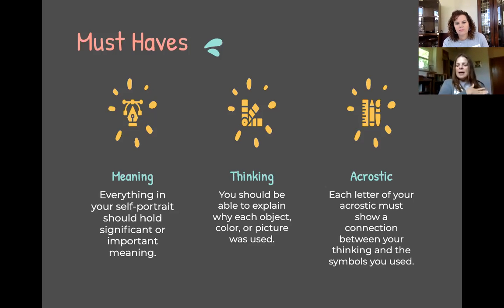Go back to Frida Kahlo's picture where she used so much color, we think, to represent the different phases of her life and how the picture is going to be used and how the color helps with that. Then lastly, in your acrostic, each letter must show a connection between your thinking and those symbols. This might challenge you a little bit, but it gives you a chance to explain through the acrostic why you chose those items. Okay.